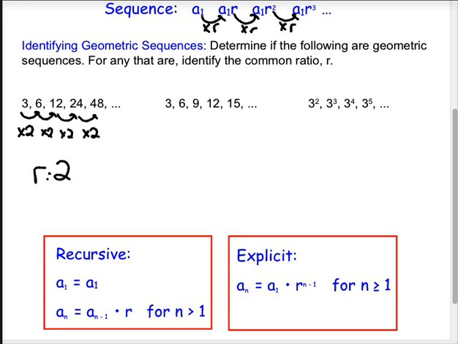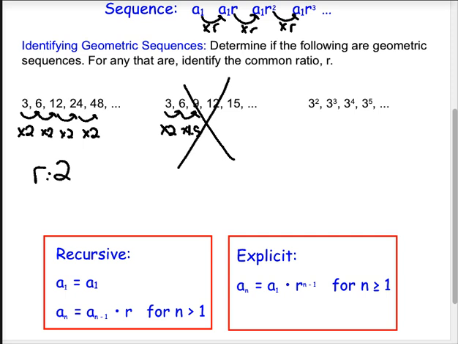All right, let's try this one. So 6 divided by 3 means I was multiplying by 2. 9 divided by 6. Oh, that means I was multiplying by 1.5. Well, that's not the same thing. So already we can tell that this one is not geometric, because we're not multiplying by the same thing consistently between every term. So I'm going to rule that one out. Not geometric.